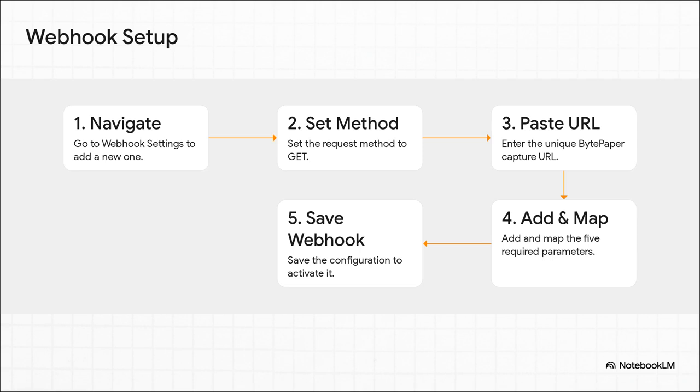We'll start in the API settings to add a new webhook. We'll set the method to GET, and then paste in a unique URL for BytePaper. After that, we'll tackle the most important part, mapping the data. And then we just hit save, and that's it.